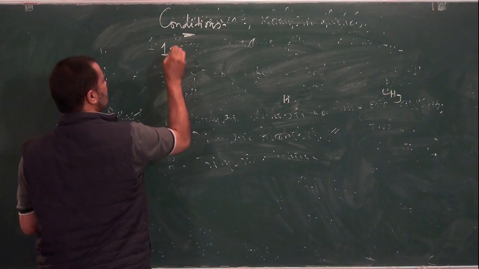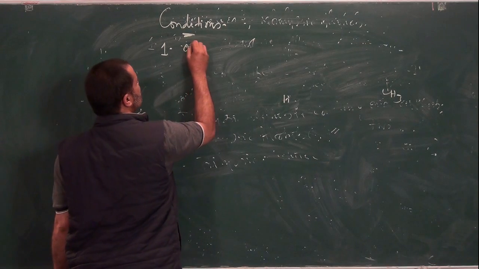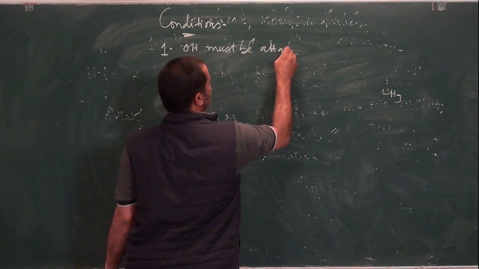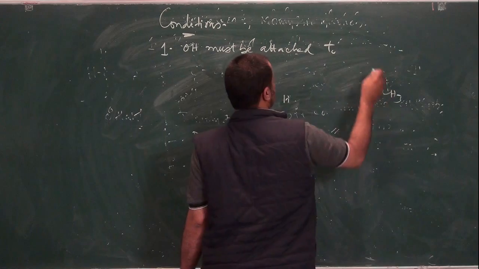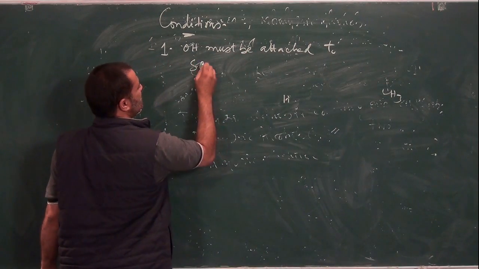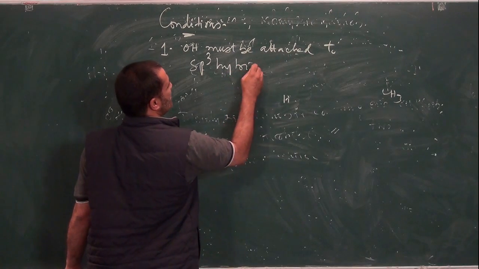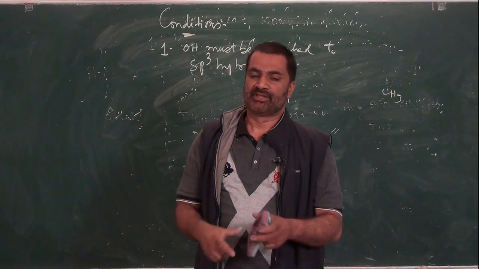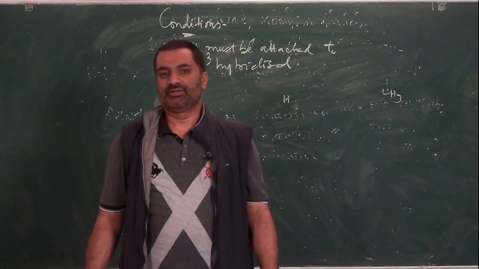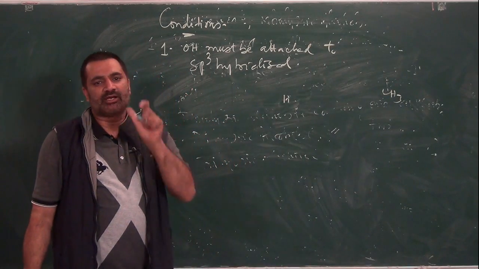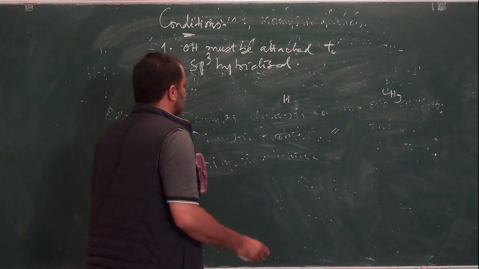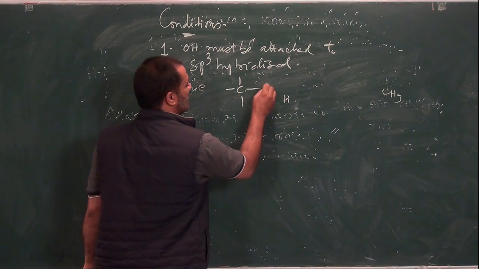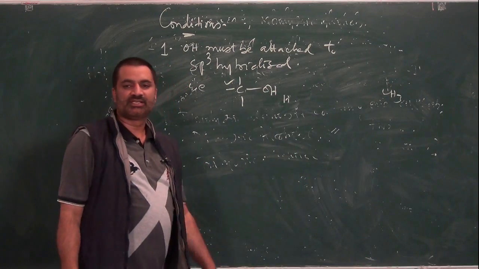Number one, in alcohol, OH must be attached to sp3 hybridized carbon. So this is the first condition for a compound to be alcohol. OH must be attached to the carbon which is sp3 hybridized, that is, the carbon in which valency is satisfied by single bonds.